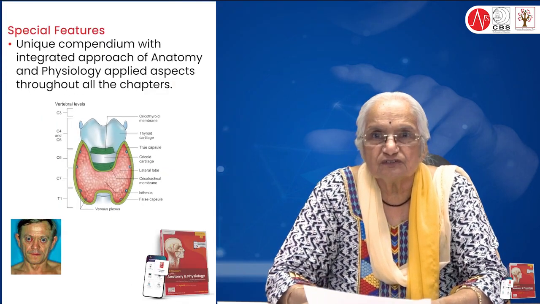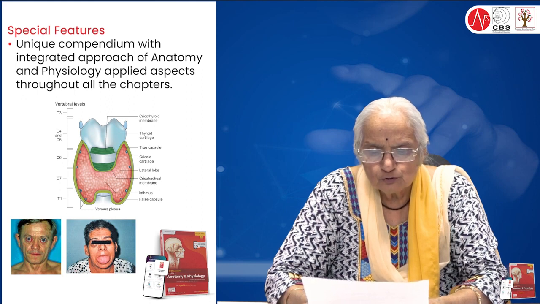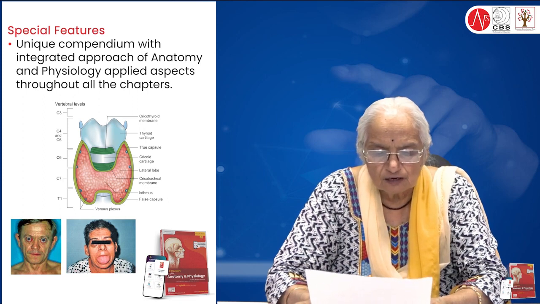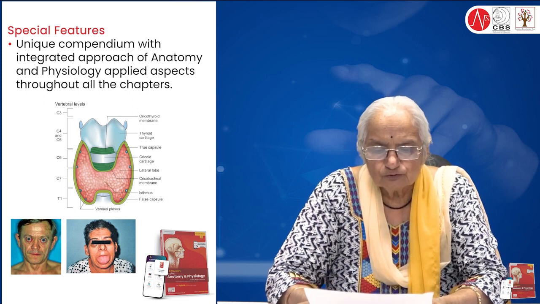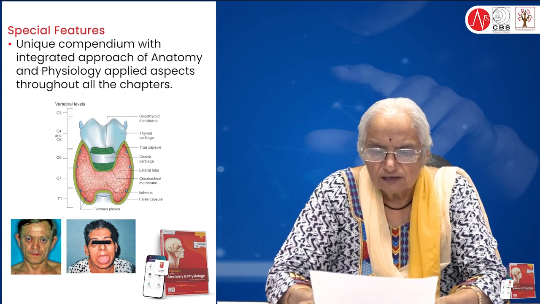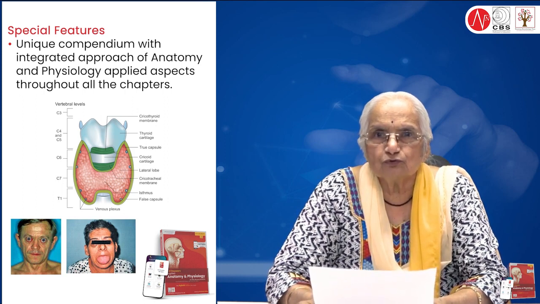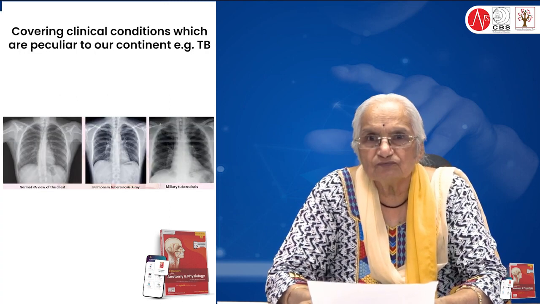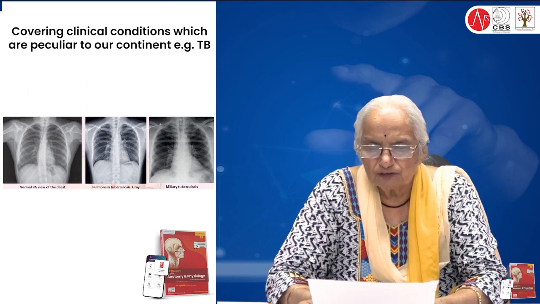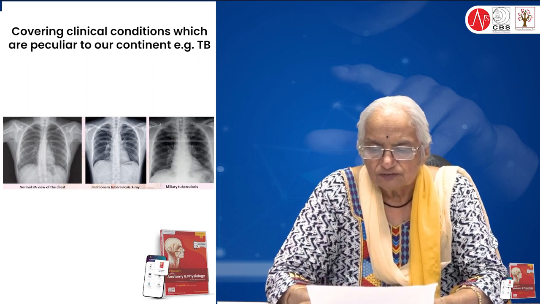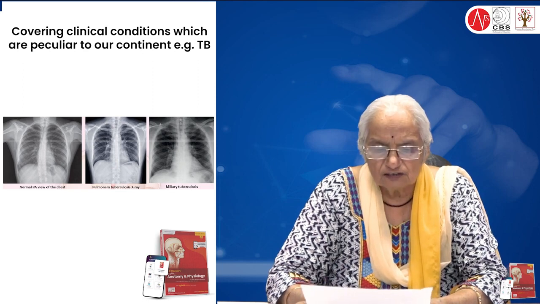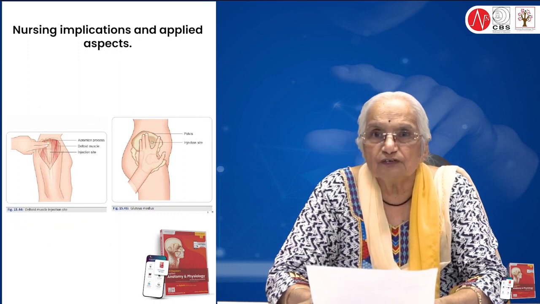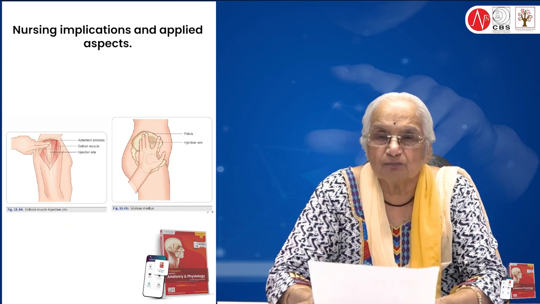Some special features are: each chapter of the volume has a unique amalgamation of anatomy, physiology with relevant applied aspect. The figure shows anatomy of thyroid gland with clinical figures of thyrotoxicosis and myxedema. Our aim for this book is to emphasize the clinical conditions prevalent in our country, that is, tuberculosis of lungs and other organs. Nursing applied aspects are the use of intramuscular injections in the deltoid muscle.